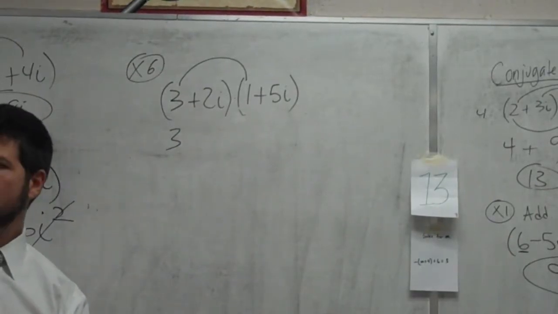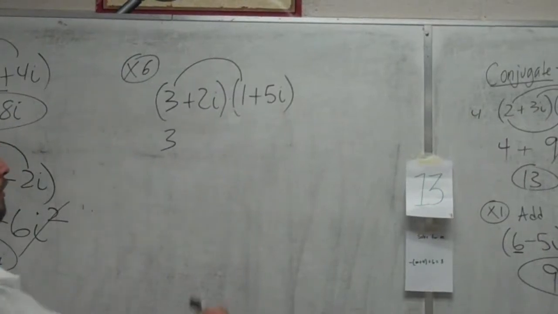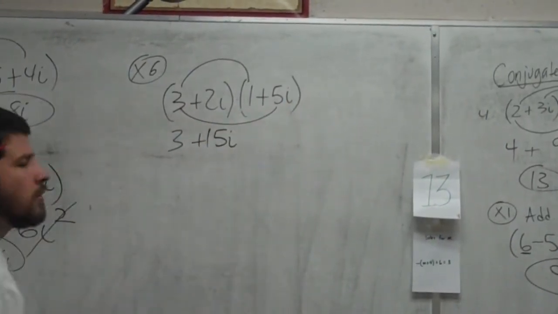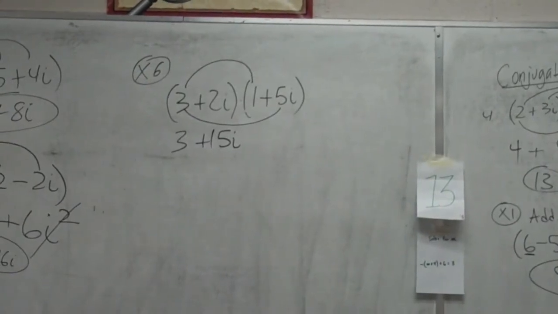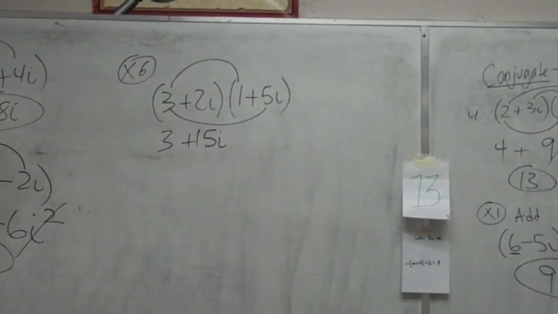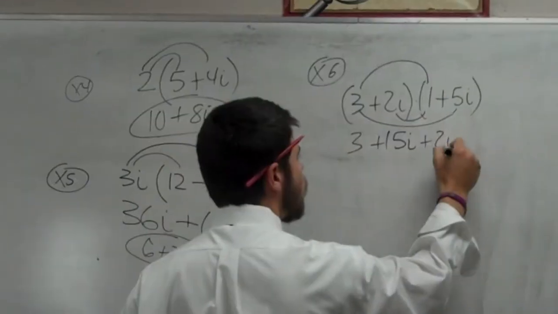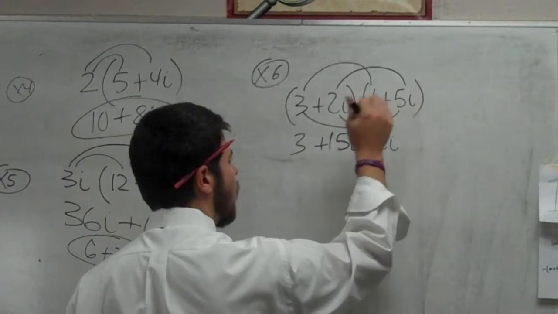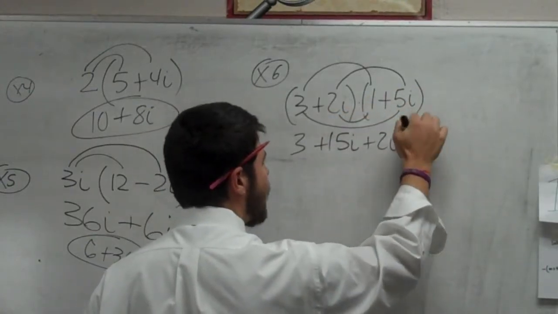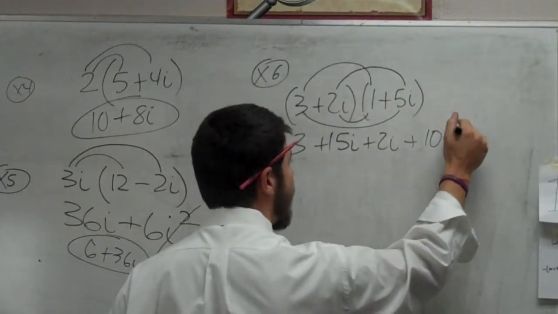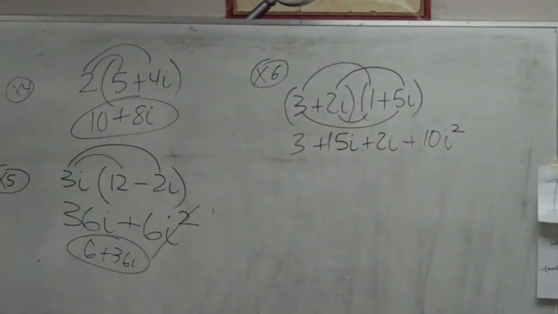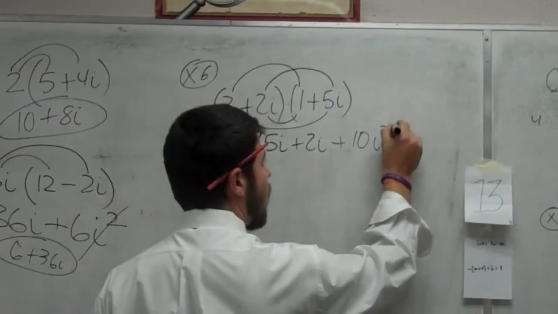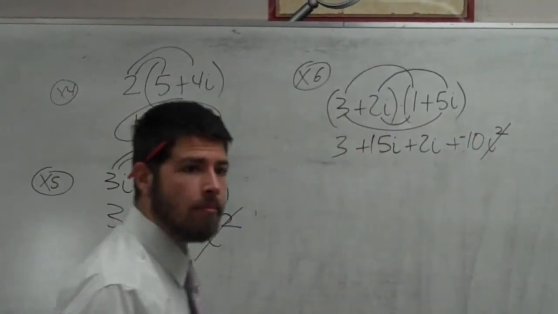What's outer? Look at outer. 3 times 5i. Isn't that 15i? What's inner going to be? 2i times 1 is just 2i. And then last times last. Be very careful. 2i times 5i is 10i squared. You cross out i squared, and we're going to do that right now. What is 10i squared? Cross it out, change the sign, it's negative 10, right?